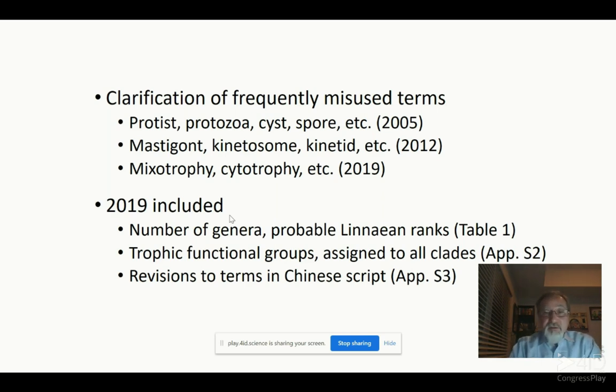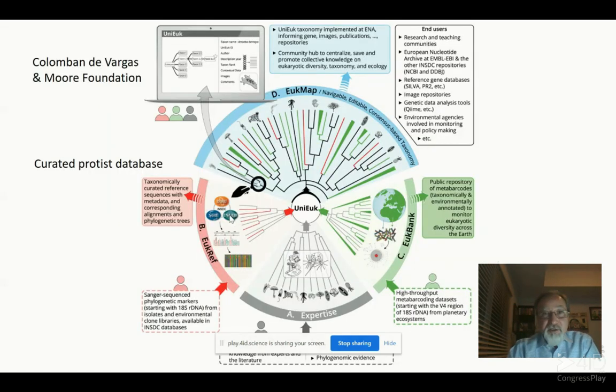Last, there was an interesting accomplishment here with the Chinese script, and I wasn't sure if we were going to pull it off, but we managed to modernize the script used in Japanese and Korean and Chinese to describe protists, because it hadn't evolved over the decades, and there were many very old terms used to describe new clades. And this was, I think, a good thing to have done.